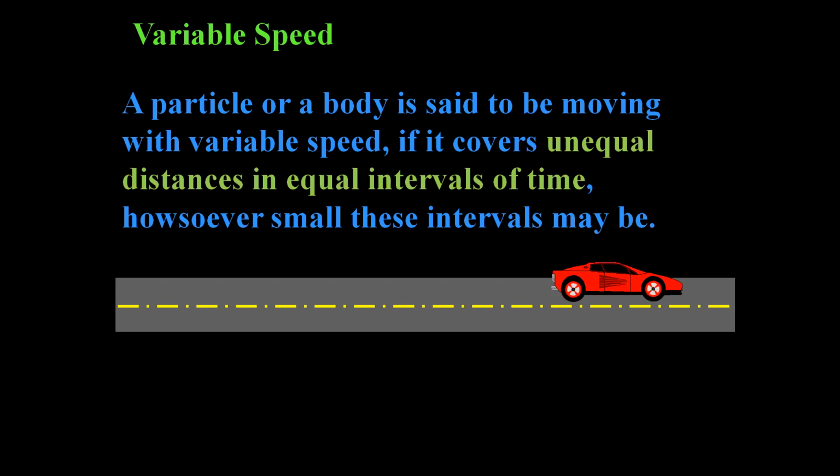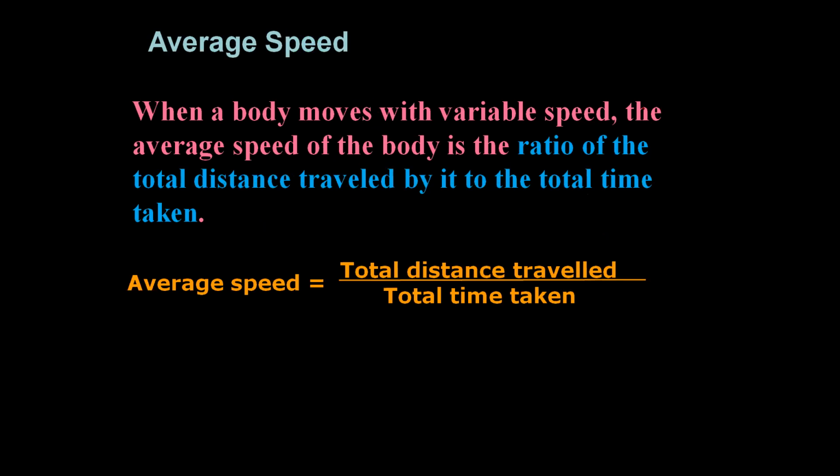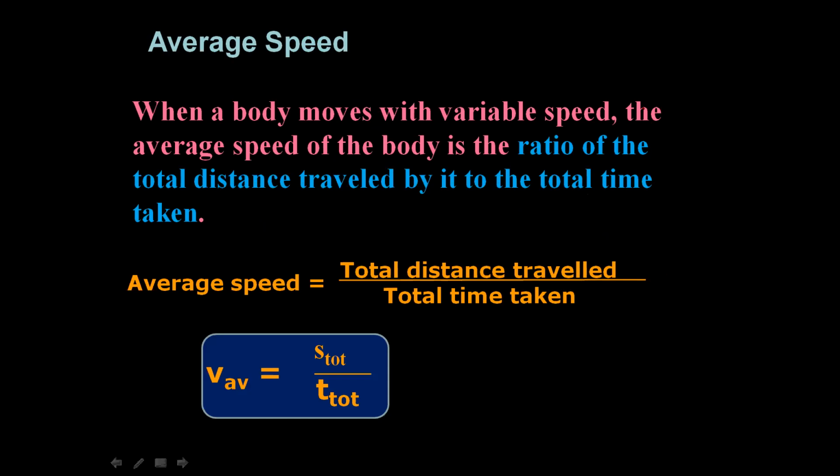So how to calculate average speed? It is nothing but the total distance covered by an object in the given time. So average speed will be equal to total distance divided by total time taken. This is a formula you can use to find out average speed. Hope the concept of speed is very, very clear to all of you.